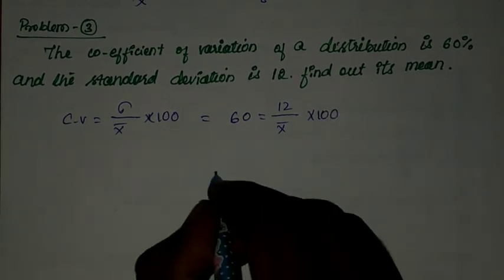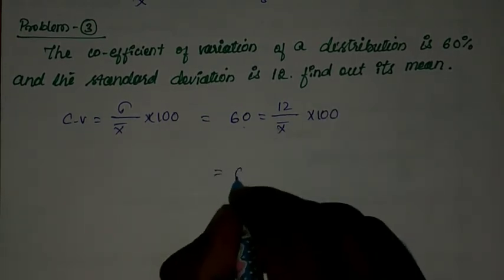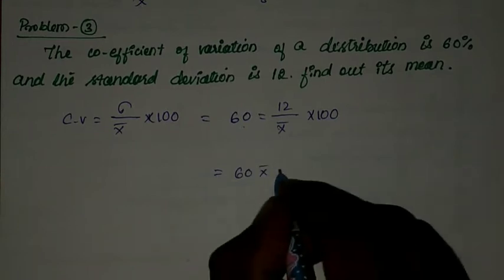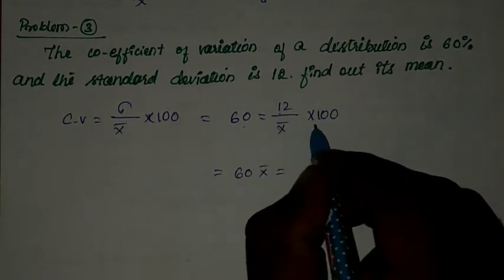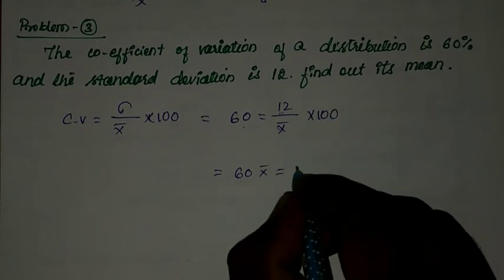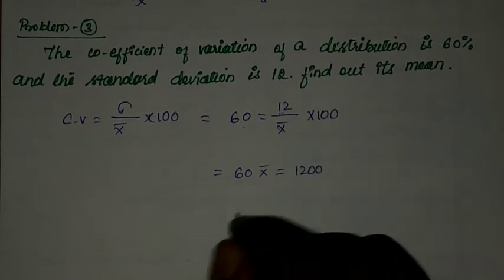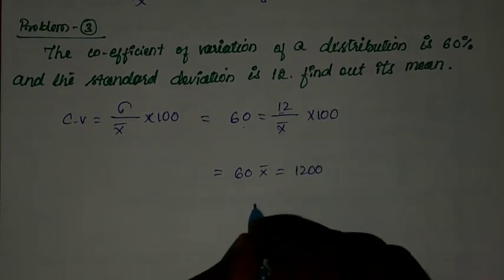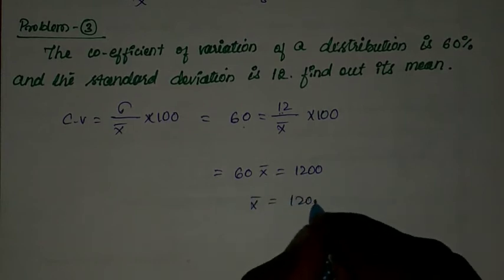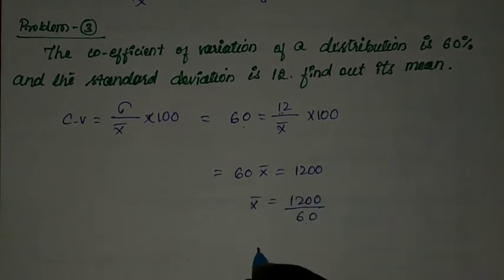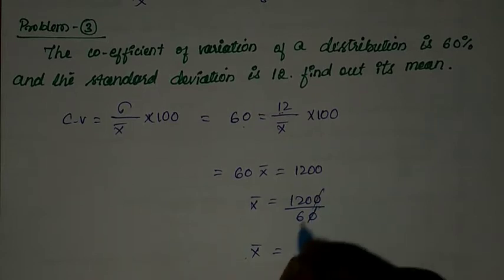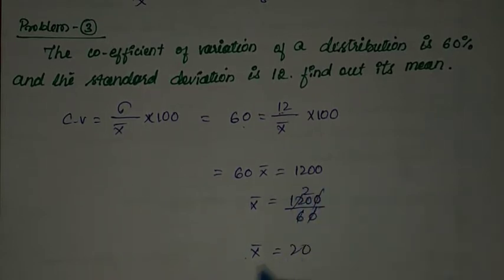So cross multiply it. So 60 into x bar, 60 x bar, that is equal to 12 into 100, you'll get 1200. So x bar is equal to 1200 divided by 60. X bar is equal to 20. So the answer for question number 3 is x bar is equal to 20.